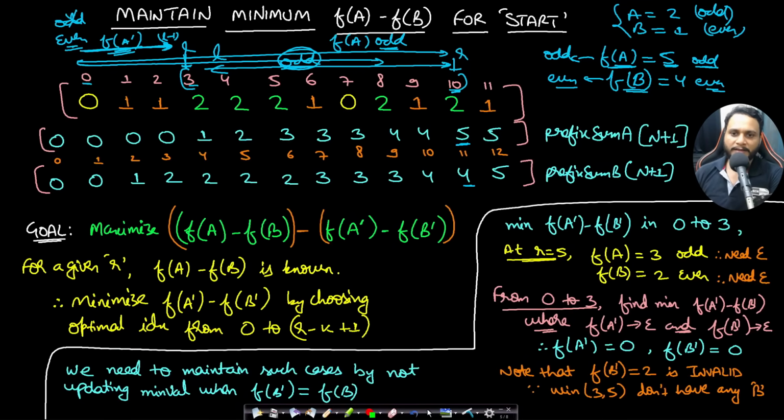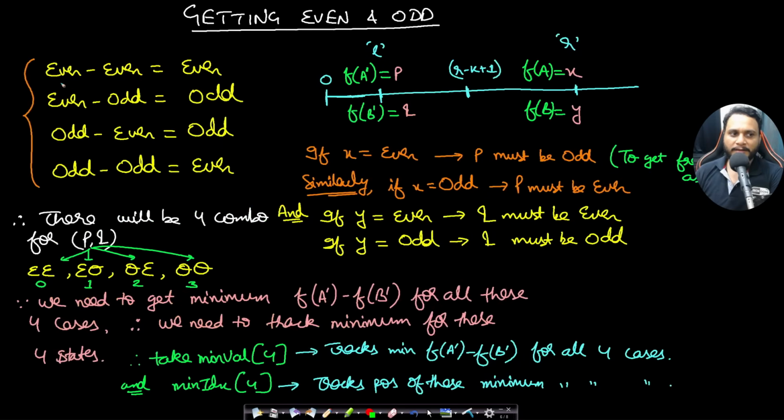So based on that, I can tell you that if you know this rule, it will be very helpful. Otherwise you can just go through it. Even minus even is always even. Even minus odd is odd. Odd minus even is odd, and odd minus odd is even.